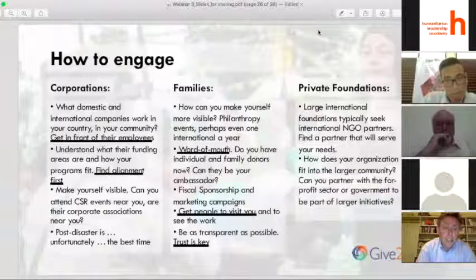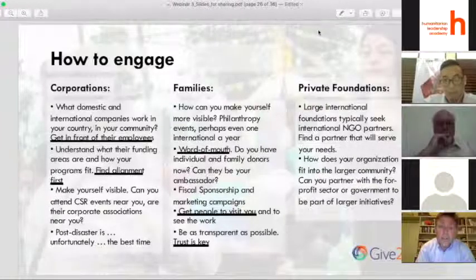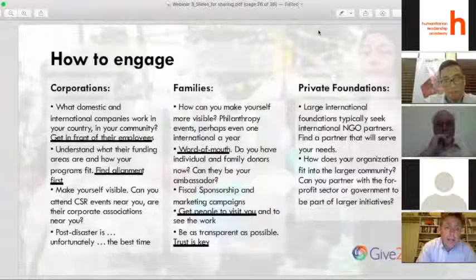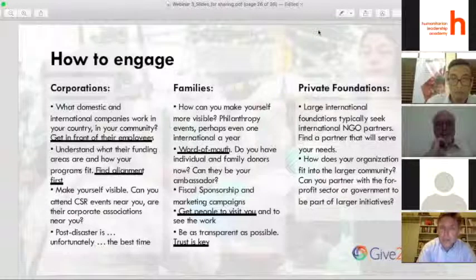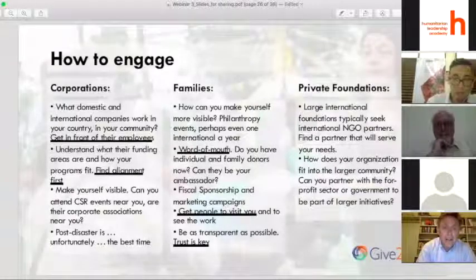For corporations, I would say, think about who is in your country, who may even be in your community, and how can you get in front of their employees, local employees of larger international companies, as well as companies that are domestic to you, have a great deal of influence, probably more influence than you realize, in helping to identify local CSR and philanthropy partners.